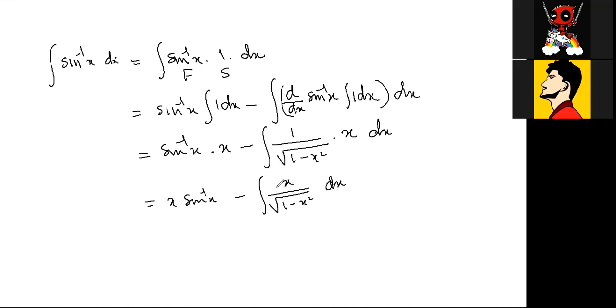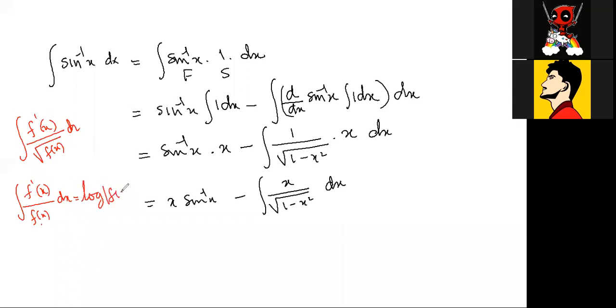Shagun, your method of putting x as sine theta is better. But the formula you are going to apply is integral of f dash x upon f of x. If the denominator's derivative is the numerator, what will be the integral? Log of f x, log of the denominator. If there is a root here, it is 2 root of f x. You have done this many times before.